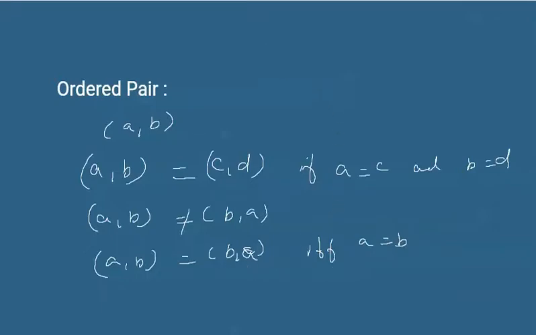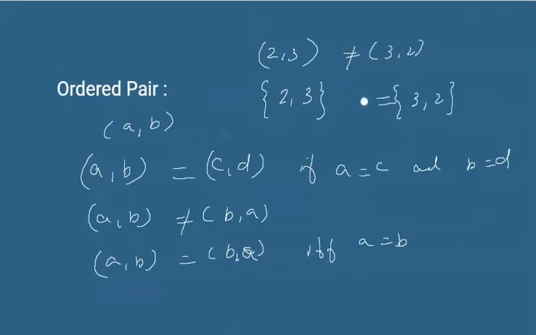In other words, you can say ordered pair 2 3 is not equal to 3 2. But what is the difference here? If you have a set, say set 2 3, another set 3 2, these sets are equal because in the case of sets, we do not bother about their order. But for an ordered pair, there should be some specific order.